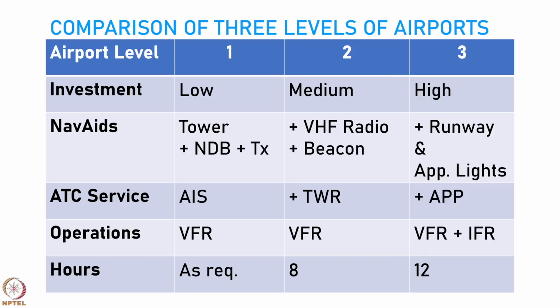And for level 3 airport, which is the highest category for this model, you will need high investment, because now you are going to put runway lights and approach lights, because you are going to operate for 12 hours a day. So you may encounter conditions where runway lighting and approach lighting is needed. You will add an approach controller now. So now you will add another person in the control tower, and the operations can now be under VFR or IFR for about 12 hours a day. These are the three levels of the airport, and you can understand that the cost and the complexity will increase from level 1, 2 to 3 as we go.